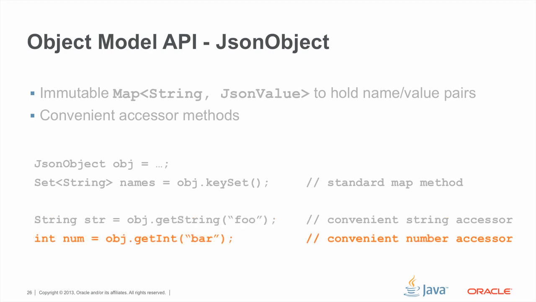Similarly, let's say there is a name-value pair with the name bar and the value being a JSON number. You could probably use JSON object.getInteger, pass the name, which is bar, and you get the corresponding integer value. Similar to these methods, there are some other convenient accessor methods that could be used to navigate the JSON object or to get any information in the JSON object.